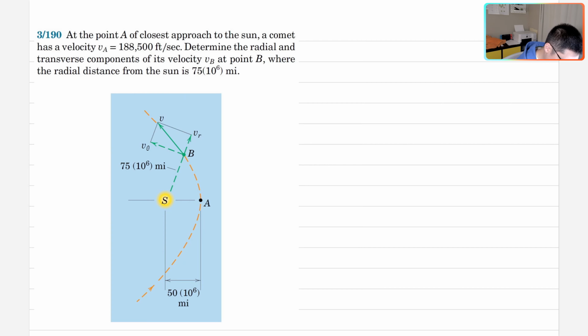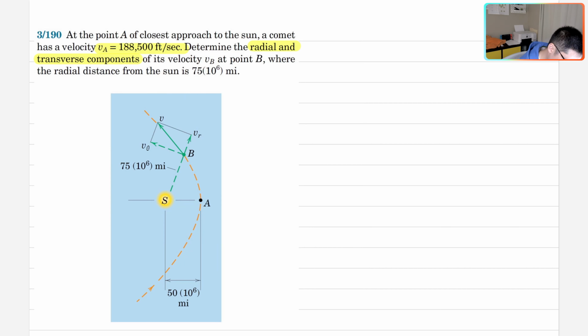So in this case, at point A, the closest approach of the sun, the comet has a velocity VA of 188,500 feet per second. Determine the radial and transverse component of its velocity VB at point B, where the radial distance from the sun is 75 times 10 to the 6 miles. There will be some unit conversion because in imperial units we need feet and seconds.